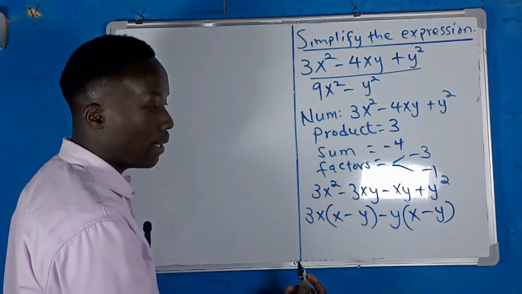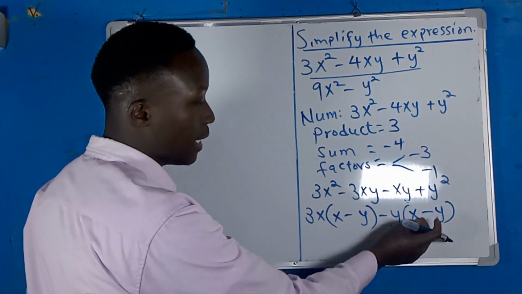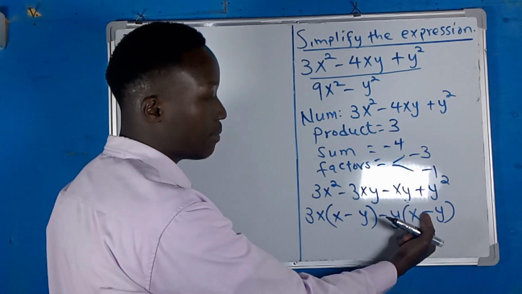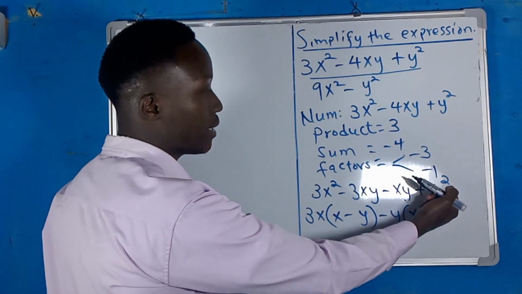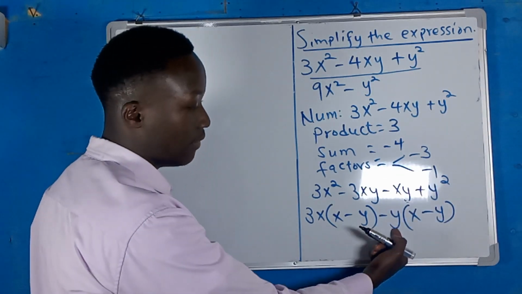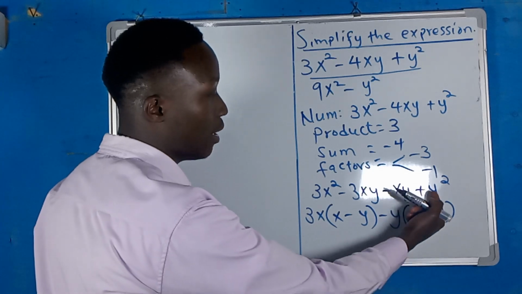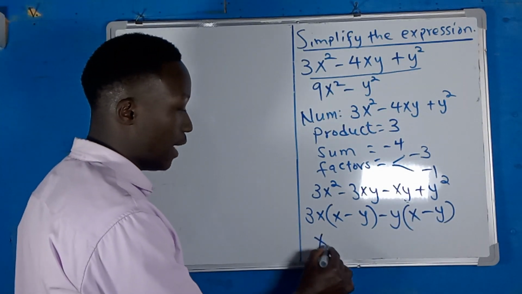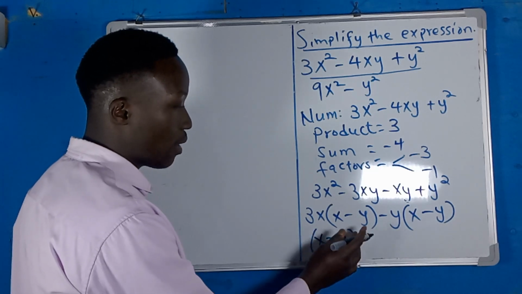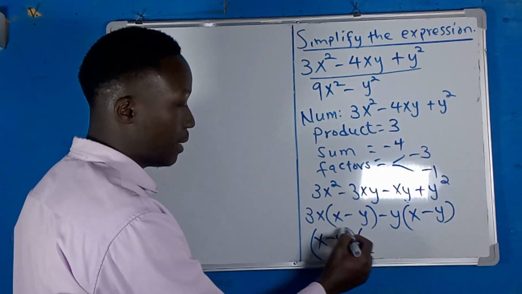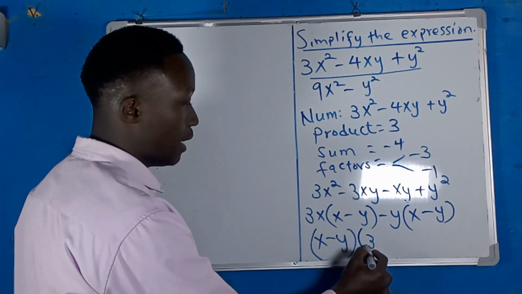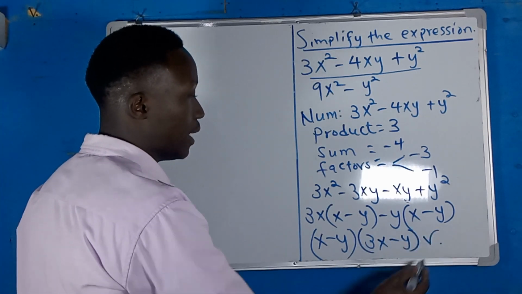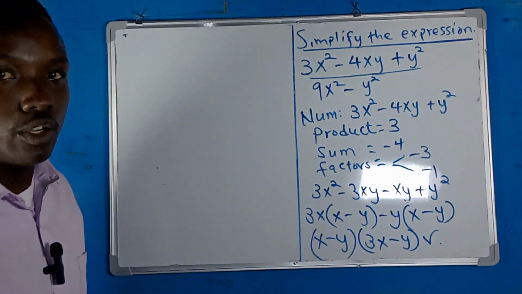If you check very well, minus y times x is equal to minus xy, and minus y times minus y is equal to plus y squared, since a negative number multiplied by a negative number gives a positive number. So we have x minus y. We pick one bracket, then we pick the one outside the bracket, 3x minus y. So we are already done simplifying the numerator.